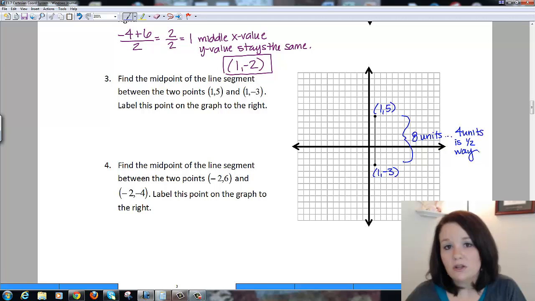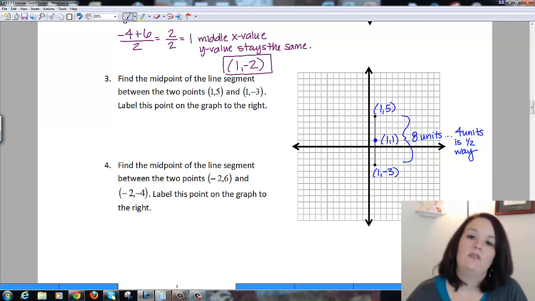Okay, so if 4 units is halfway, I can just start at one of these points and go 4 units in the other direction. So if I start at the bottom one, I would go up 4 units. 1, 2, 3, 4. Okay, so here I would know that my middle point is 1, 1.